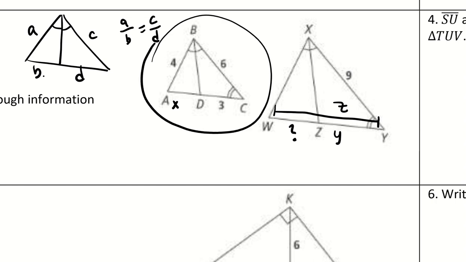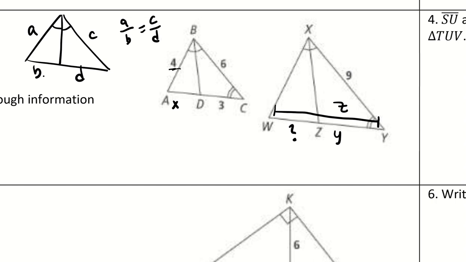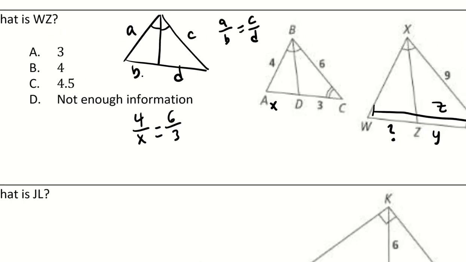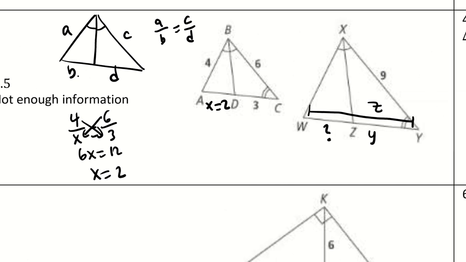So if I just focus on this triangle and use that, we would say that 4 is to X as 6 is to 3. And that's how we would get X. Then we cross multiply and we get 6x is equal to 12. So that means x is equal to 2. So now we know that that's 2.